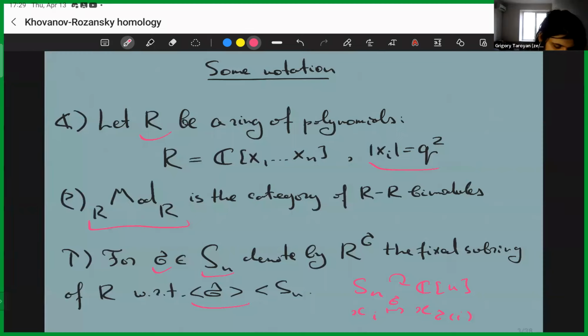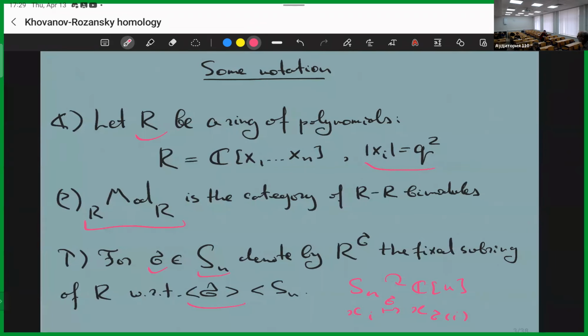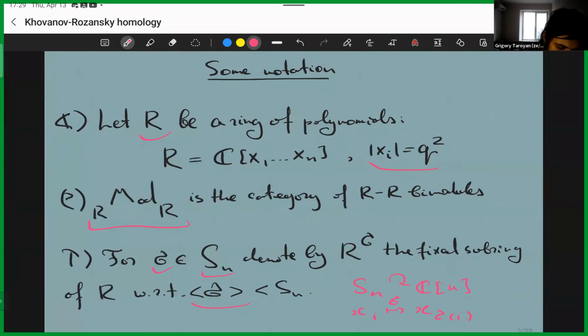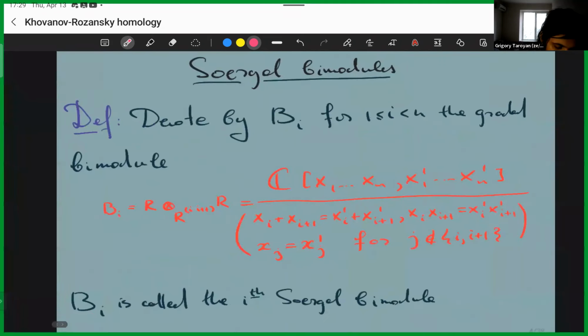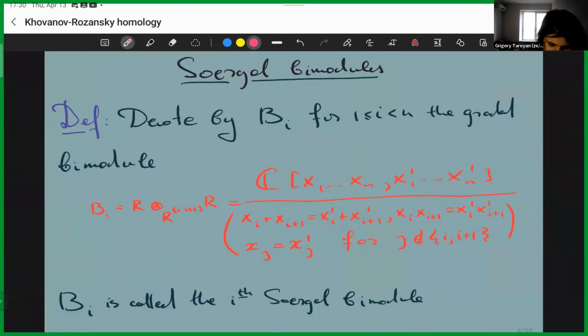Yeah, that's absolutely correct. Okay, but yeah, we'll get more concrete, obviously, in just a moment. I want to define a key concept of all this categorification business, the Soergel bimodule. So we denote by B_i, for i in this range, the graded bimodule that is obtained like this. So we take the tensor product of R over the invariant subring with respect to this transposition between two successive elements.